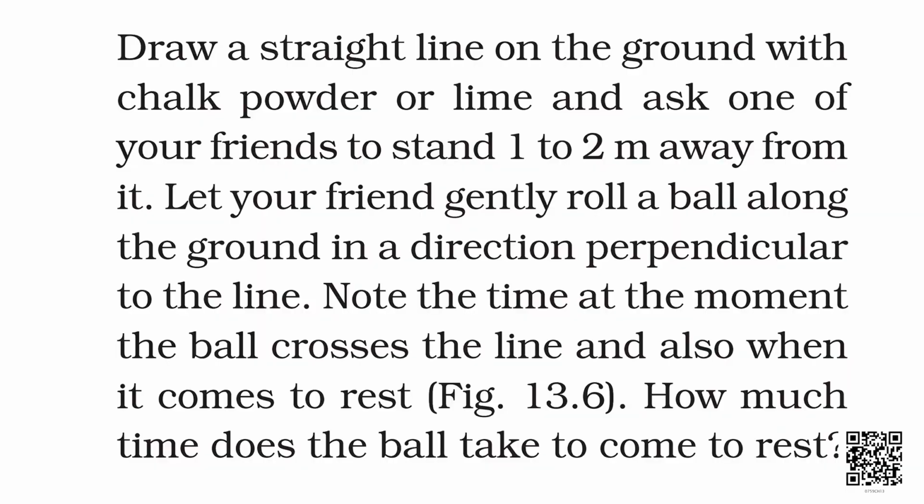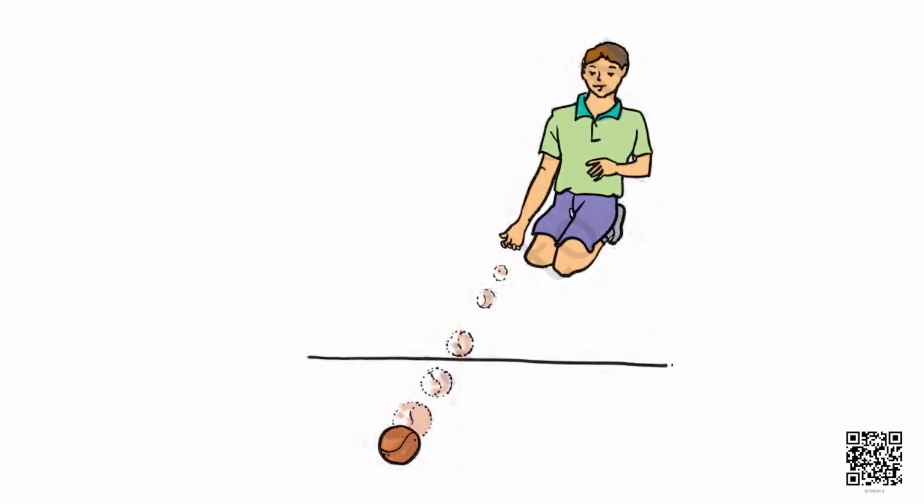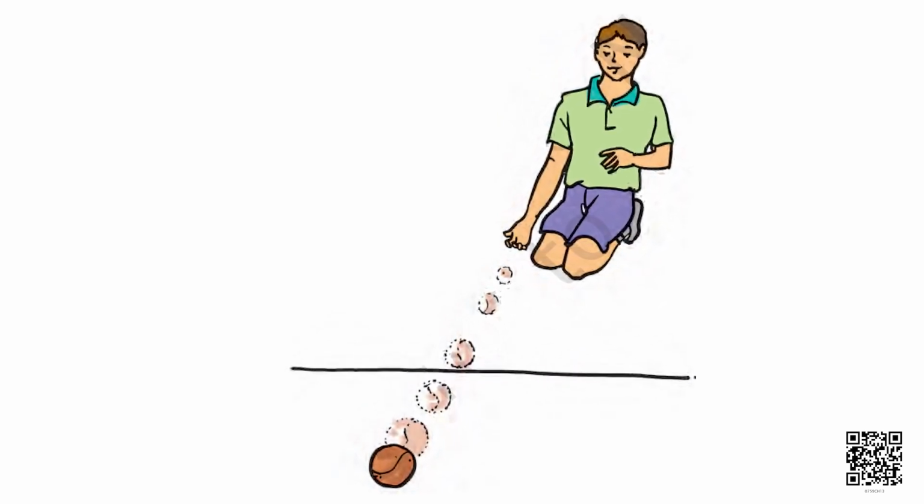Activity 13.3. Draw a straight line on the ground with chalk powder or lime and ask one of your friends to stand 1 to 2 meters away from it. Let your friend gently roll a ball along the ground in a direction perpendicular to the line. Note the time at the moment the ball crosses the line and also when it comes to rest, just like it is shown in this figure.